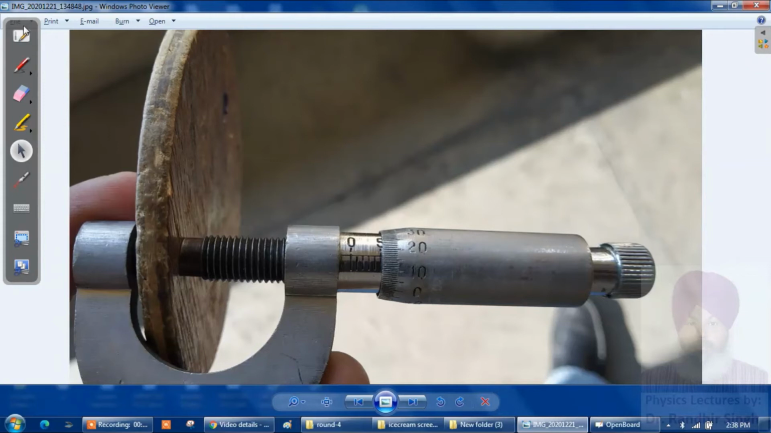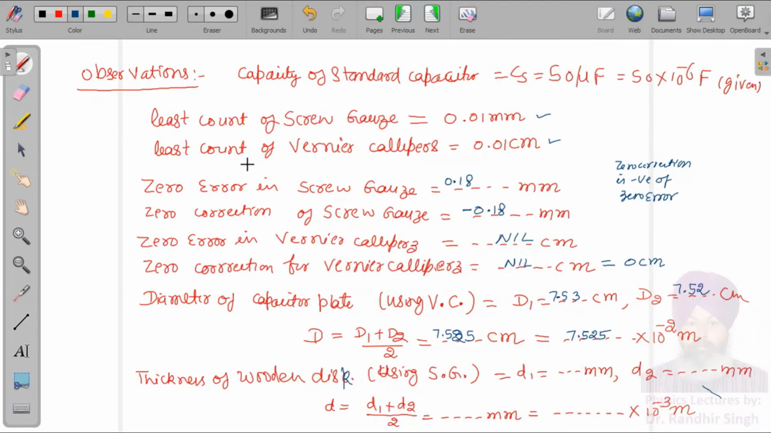Let us now write both of these readings on the observation table. So the first reading was 5.06 mm, and this was 5.17 mm. So if you add both of these and divide by 2, your answer will be 5.06 plus 5.17 divided by 2, it will become 5.115 mm. This will become 5.115 into 10 raised to power minus 3 meter.